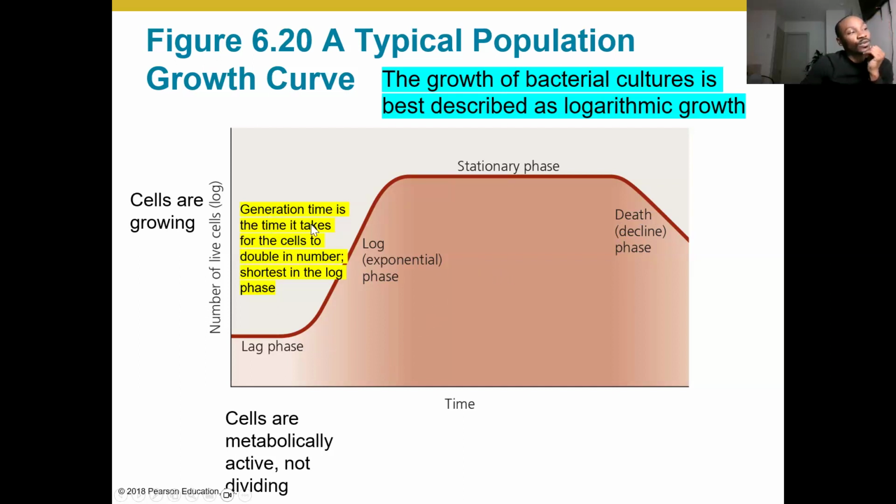Also, I want you to remember the generation time. The generation time is the time it takes for the cells to double in number. The generation time is going to be shortest in the log phase, because they're growing logarithmically, really, really fast. Some might have a generation time of 18 minutes, like E. coli, which has a generation time of 18 to 20 minutes. So that binary fission doubles every 18 minutes logarithmically. Remember this, you'll see it.